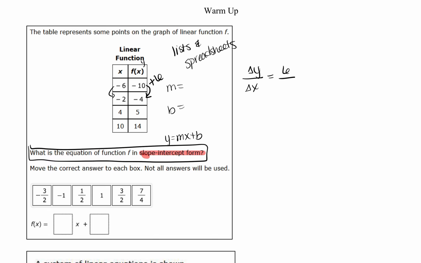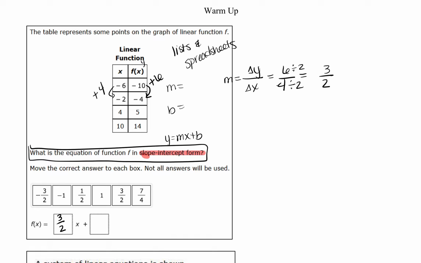And then how do I get from negative 6 to negative 2? Excuse me. I should be able to add 4, and that gets me to negative 2. So this is 4. Again, I'm going to simplify that. 2 can go into both of these. So then that's going to be 3 over 2. So that is going to be my M. Okay, so it's going to be a positive 3 over 2.